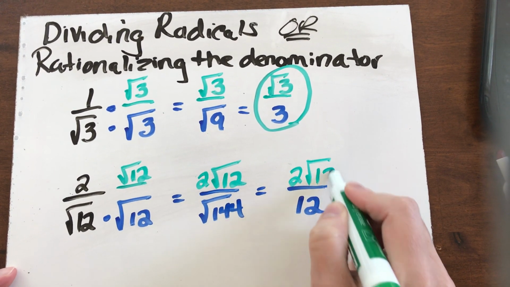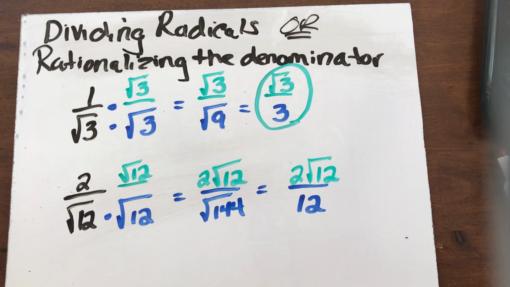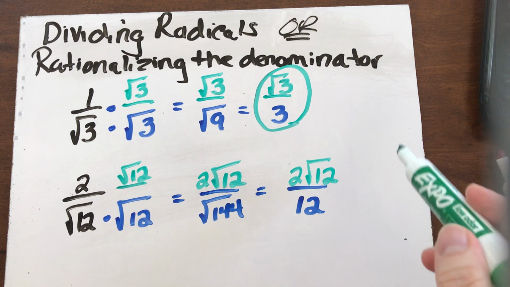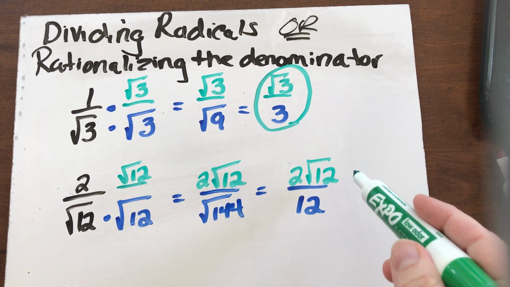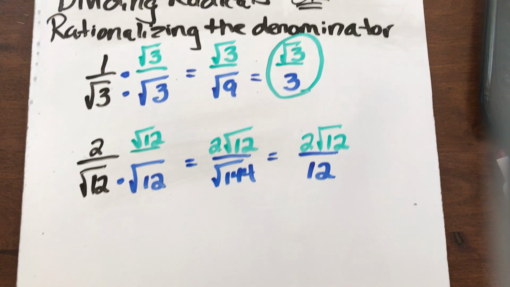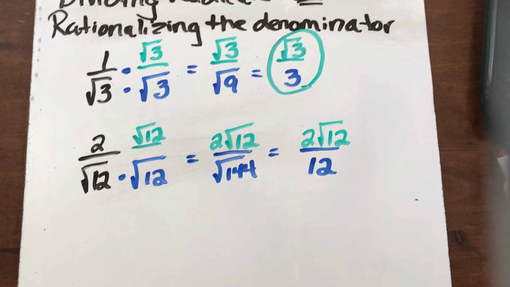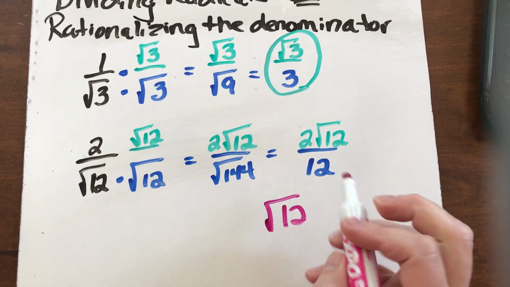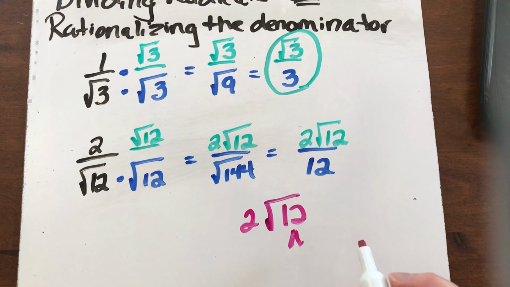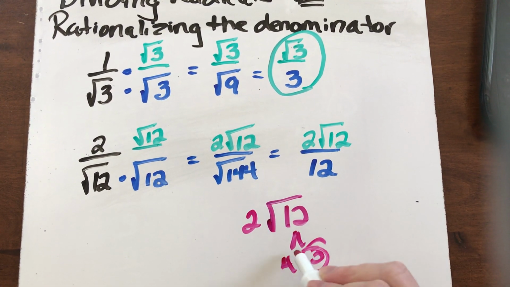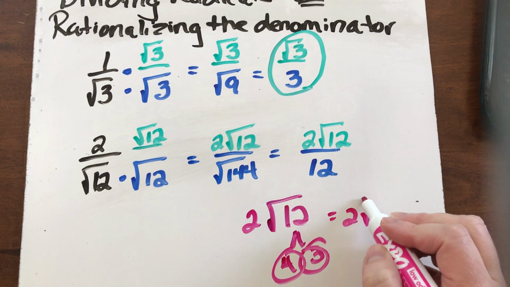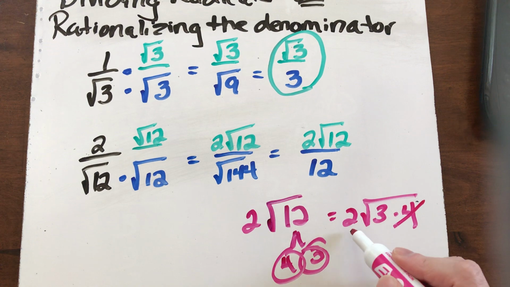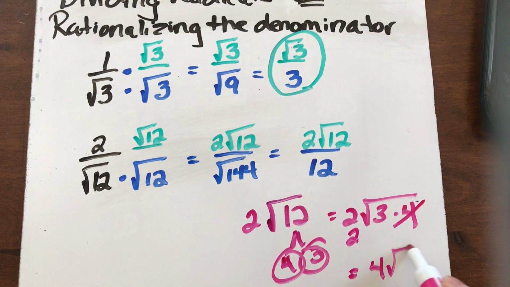Now, here's the thing. If your radical can be simplified, meaning you can pull a square root out of it, you need to simplify it. And if you look at 12, you can tell that you can pull out a perfect square. So this is where we go back to simplifying radicals. If I take the radical of 12 and break it down, and let's bring the 2 out in front of it because it's there, this is going to be 4 and 3. So I would have 2 times the radical of 3 times 4. Remember doing this? And then the square root of 4 is 2. So I'm going to end up with 4 times the radical of 3.